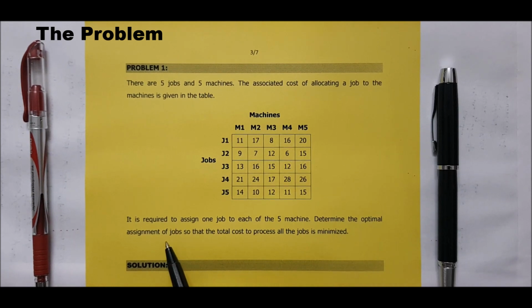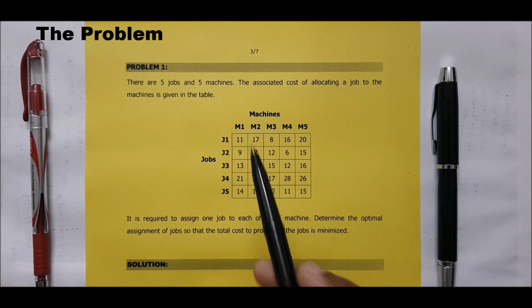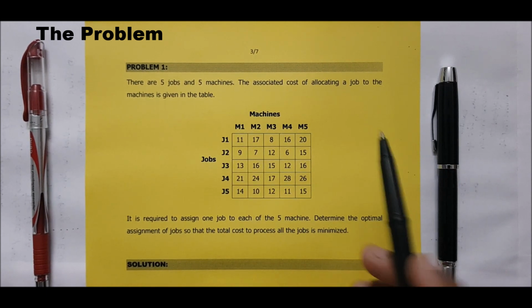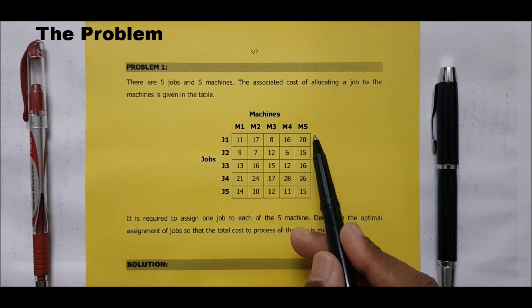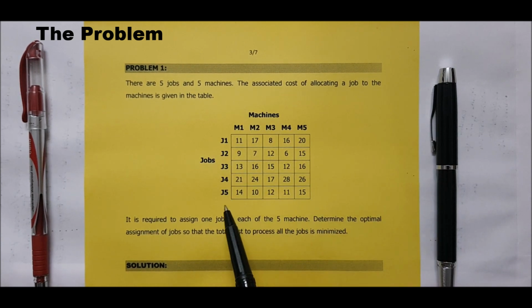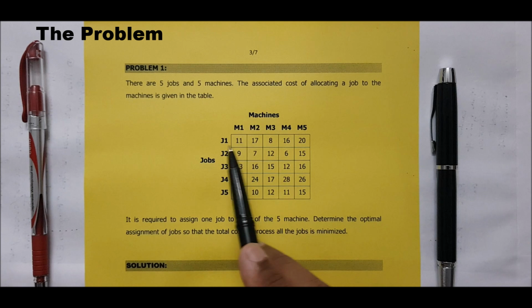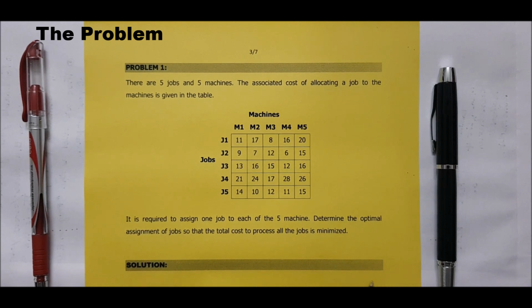Determine the optimal assignment of jobs so that the total cost to process all the jobs is minimized. So you have to find the job machine combination which is going to give the minimum total cost of processing all these jobs through the machines. Since it is a cost related problem, the cost has to be minimized. Therefore, it is a minimization problem. Suppose if profit had been given, it would become a maximization problem.